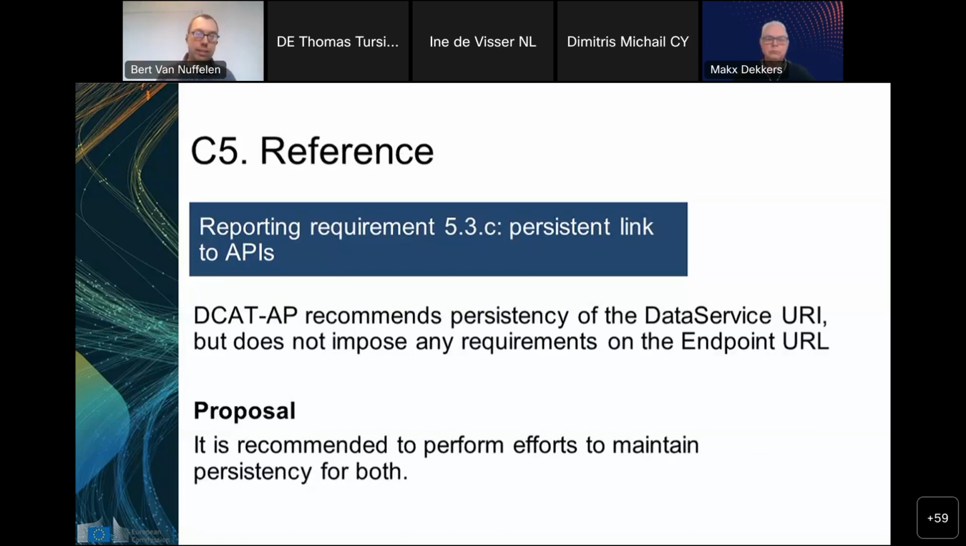In the draft guidelines, there's a longer assessment on persistent links and on those two properties, the endpoint URL and the URI of the metadata. But the proposal at this moment is to perform persistency activities on both, on the metadata level as well as on the endpoint URL level. This is the current proposal. We cannot enforce some structural reading on it, but it is a guideline on enforcing it.